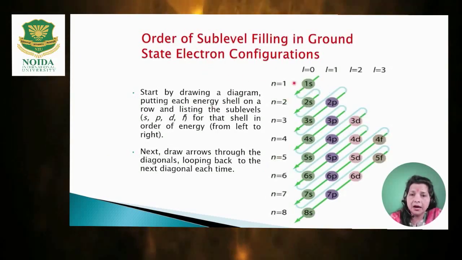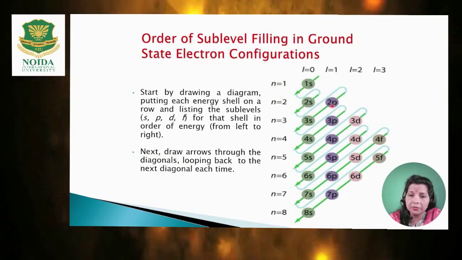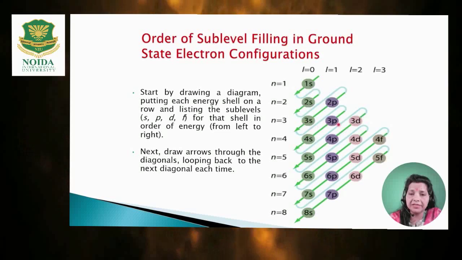This is how the various levels are filling. If you want to remember this, you need to write down 1s, 2s, and so on, the first series, second, third, fourth, fifth, sixth, seventh. These are the various series. 1 has just the s orbital, the second level has 2s and 2p orbitals, whereas the third shell has 3s, 3p and 3d, and after that we have all the orbitals, that is s, p, d, f.